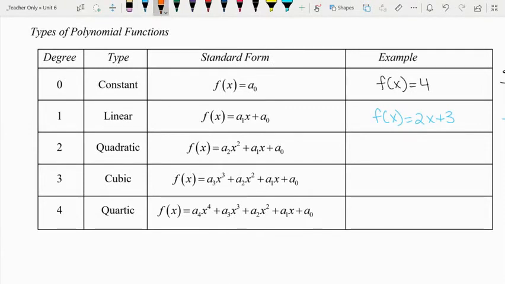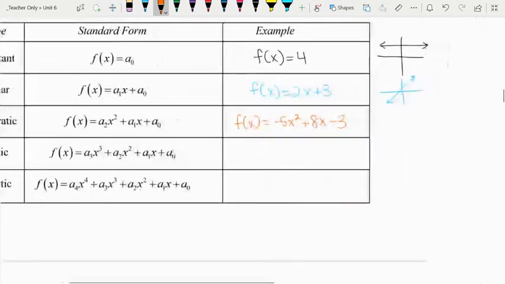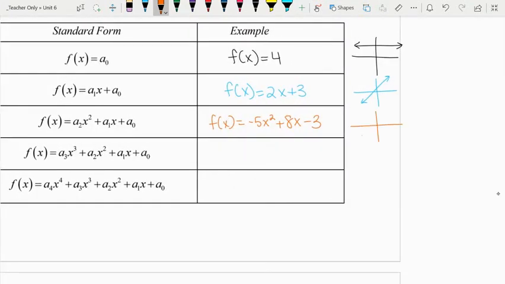Quadratic, hopefully these are familiar to you. Quadratic functions are what we just finished doing. So you could have something like -5x squared plus 8x minus 3, right? And we would have something along the lines of an upside down parabola. It really wouldn't look like that. It would be more like this, right? Crossing at -3, something along those lines.